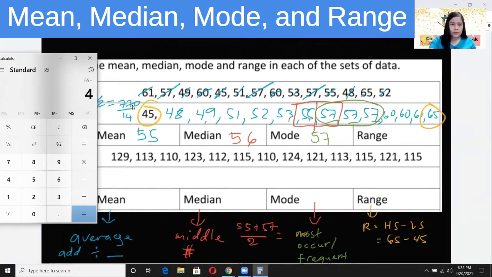65 minus 45 is equal to 20. So the range, or the dispersion, or the spread of the data from each other, is 20, because the range is 20. Okay, so that is how we answer the mean, median, mode, and the range given a set of data.